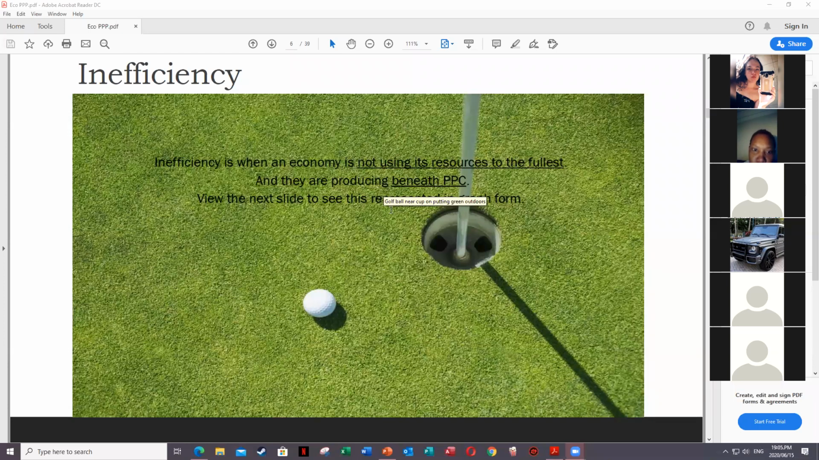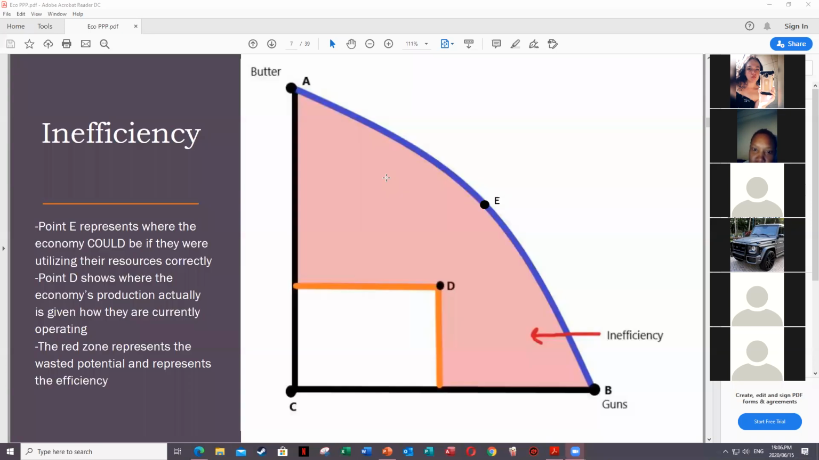We'll get there. So inefficiency is when an economy is not using its resources to the fullest and you're producing beneath your PPC. So CE is where we could potentially be producing, but instead we're sitting at D, and this is how much we're actually producing. All of this space is where we could possibly be, but we're just sitting behind here. So this red zone would imply inefficiency because we're not using our resources to the fullest, which would be somewhere on this purple line, which is your PPC.